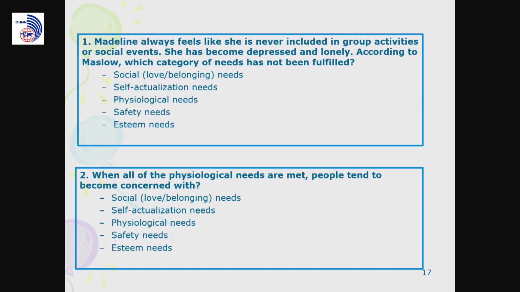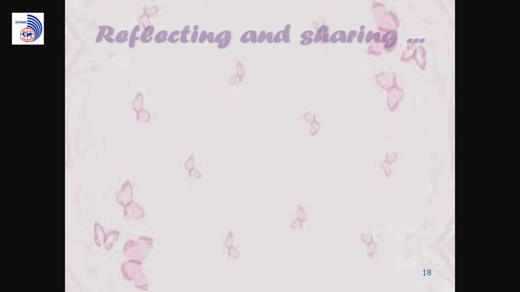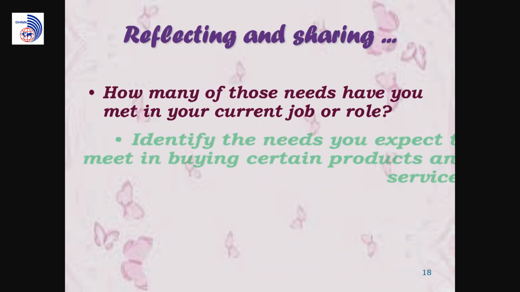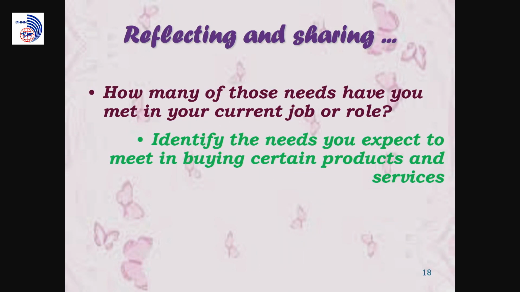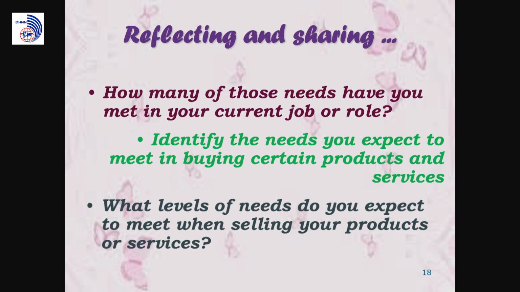The second situation: when all of the physiological needs are met, people tend to become concerned with a higher rung, that would be safety needs, right? So you can think about anything, a product or a service that you have already used or bought. Think about your current job. In your current job, what kind of needs do you think you have already met?